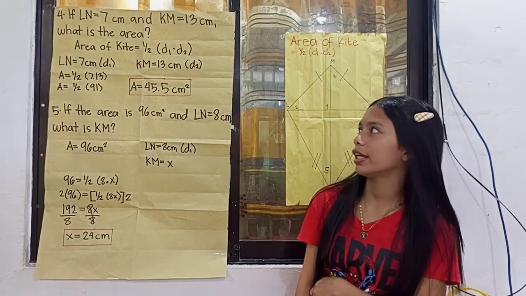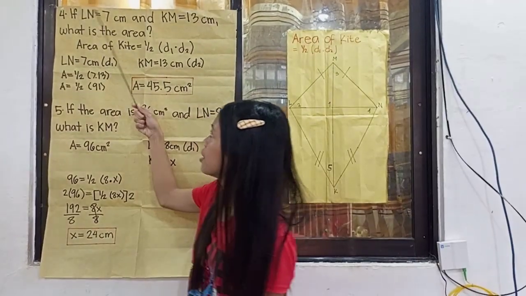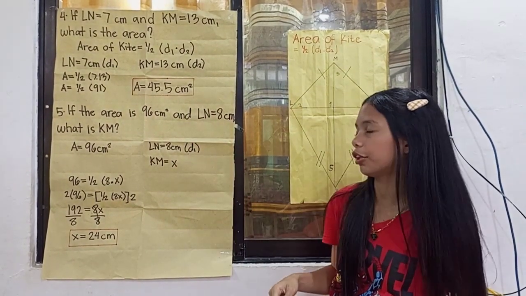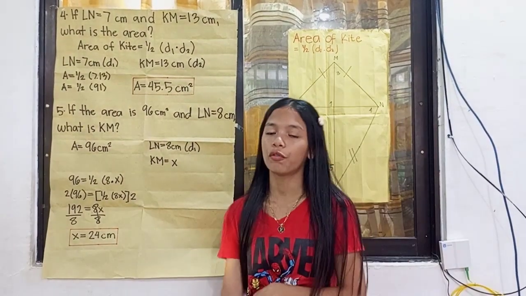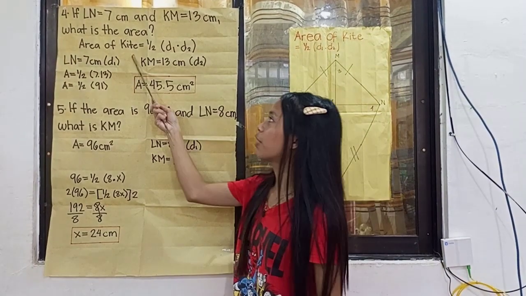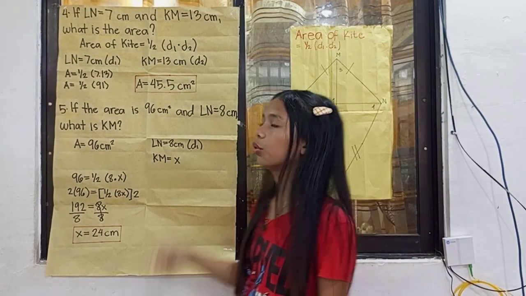Okay, let's proceed to example number 4. If LN is equal to 7 cm and KM is equal to 13 cm, what is the area? So, we will use formula 3. Area of a kite is equal to 1 half diagonal 1 times diagonal 2.